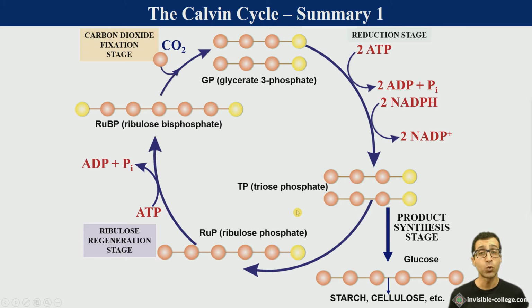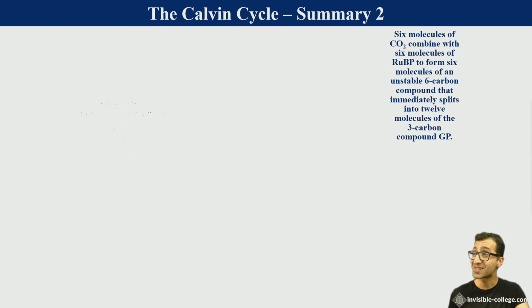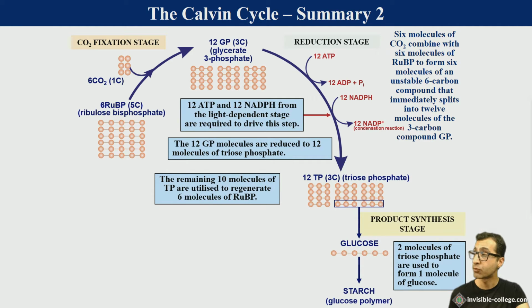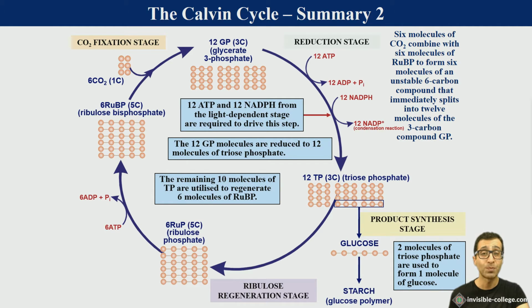But in order to form 1 glucose molecule, this process needs 6 CO2 molecules. So you need to then multiply the relative or the individual intermediates in this process by 6 in order to get the actual number of molecules involved in producing 1 glucose molecule through this process of the Calvin cycle.